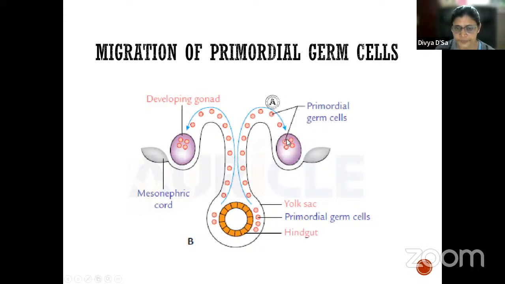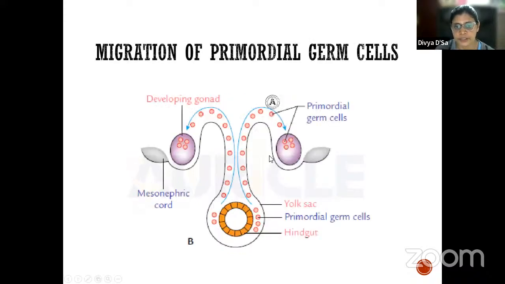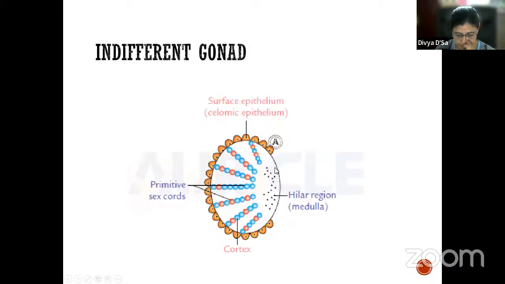So once they arrive, what happens on arrival of these germ cells into the genital ridge? Now the cells of the surface epithelium of the genital ridge, that is the coelomic epithelium here, will proliferate. They start dividing and penetrate into the underlying mesenchymal cells, into that genital ridge. So the genital ridge is formed by both the epithelium as well as the mesenchymal cells, and now it will penetrate into that.